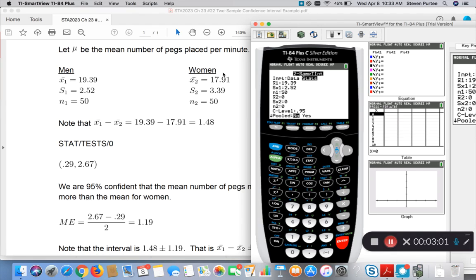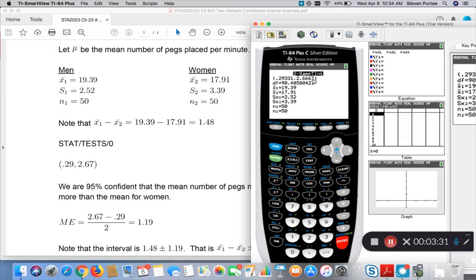You may not write these. Remember, 1 doesn't mean first or second. 1 means whichever group had the higher mean. And then 2, 50. Our confidence level was 95%. For pooled, we're going to always say no. And then we hit calculate.